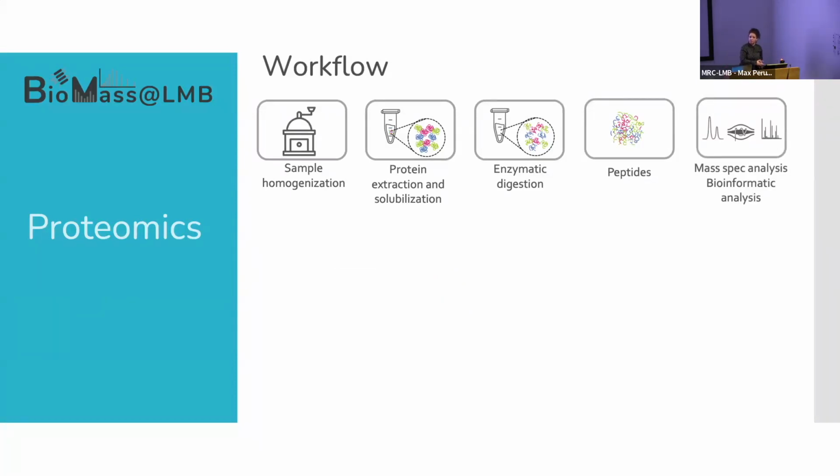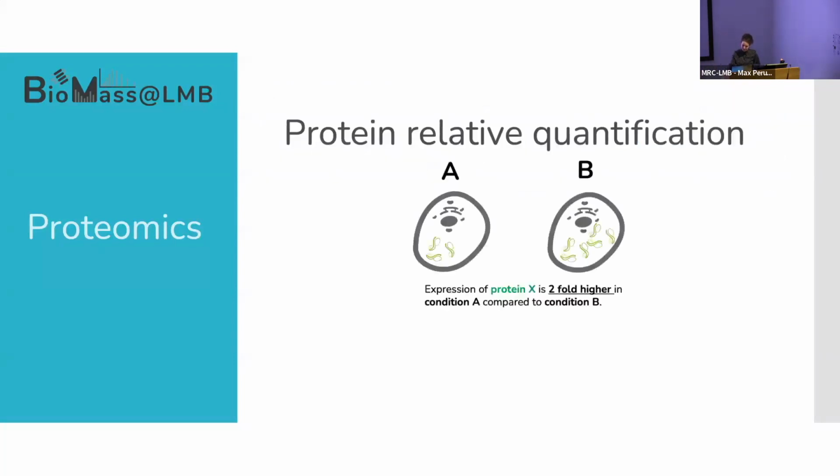Sometimes we need to clean up, depending on what your sample has, if it has detergents or not. Or we can even do enrichment, depending on what your goal is. If you want to analyze phosphopeptides, we have to enrich for those. And then we do the mass spec and the bioinformatic analysis.